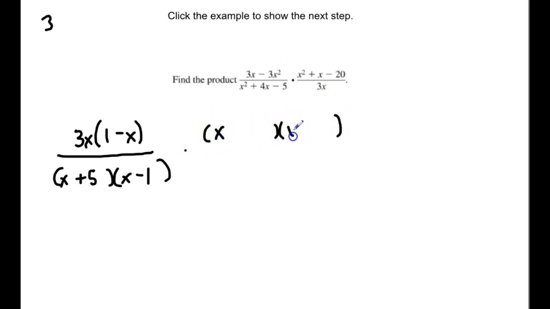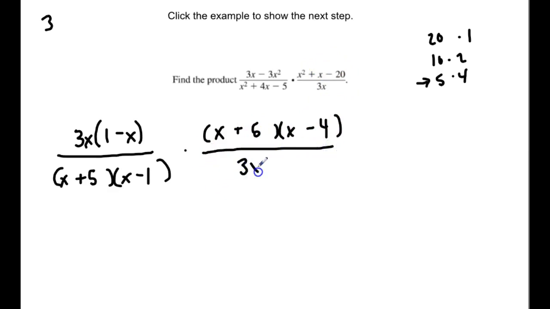So here I've got x and x. So I know to get 20, I can do 20 times 1, I can do 10 times 2, I can do 5 times 4. And I'm looking for an x in the middle, so I know it's going to end up being this one right here. And it's going to be a positive x, so the 5 has to be positive. Okay? And I know that 1's negative because I end up with a negative 20. So now this is going to be over 3x.